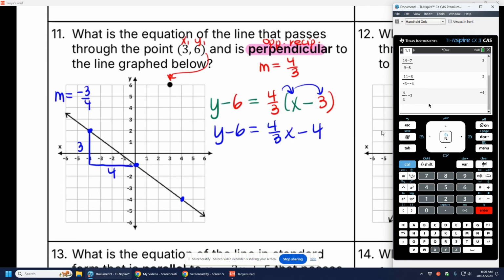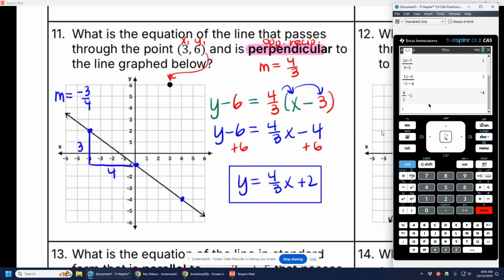Okay, and then now I'm going to add 6 to both sides. And that leaves me with y equals 4/3 x plus 2. So that line would be perpendicular to the one that's in the picture.